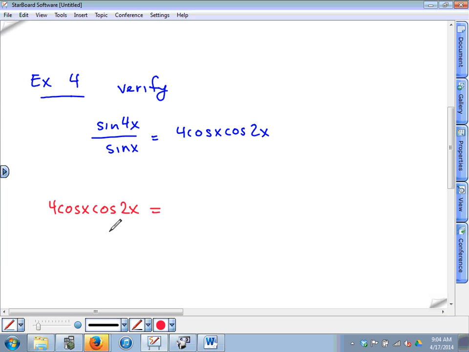Wait a minute. Hold on. I'm just thinking a few steps ahead. There were some identities I didn't cover in this section. One of them in particular was a power reducing identity. And I didn't assign any problems on it.